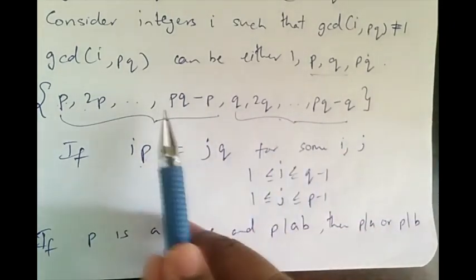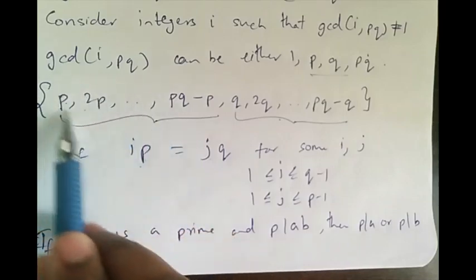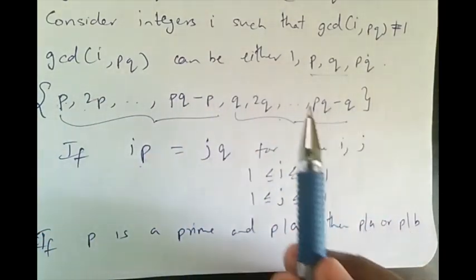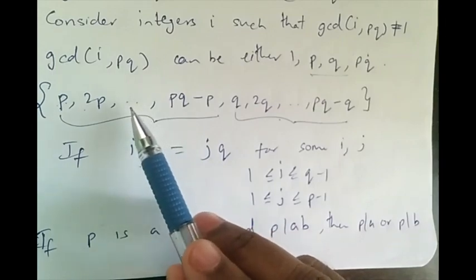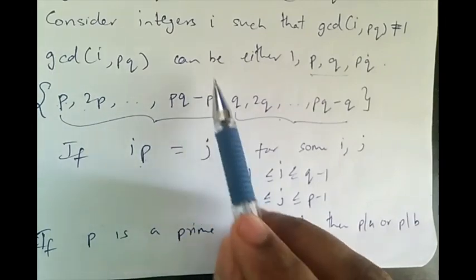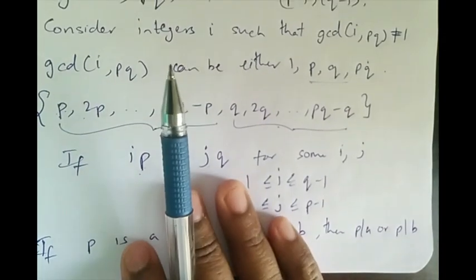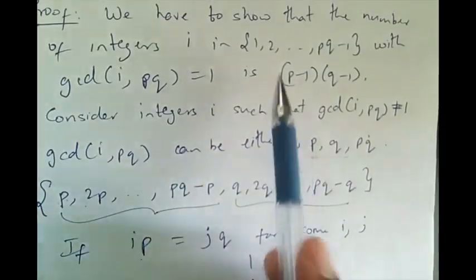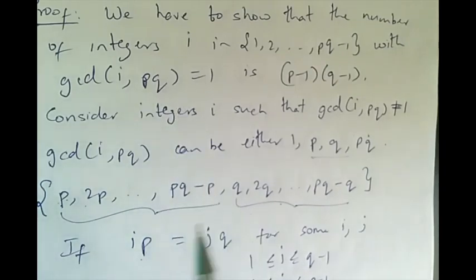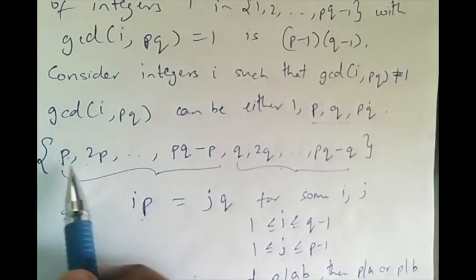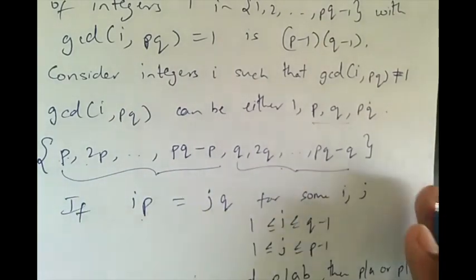So these two sets are disjoint. By sets I mean the multiples of P and the multiples of Q, they don't have any overlap. And these are the only integers in this range, by that I mean in the range 1 to PQ minus 1, which have a GCD which is not equal to 1. So how many are there? There are P minus 1 and Q minus 1.